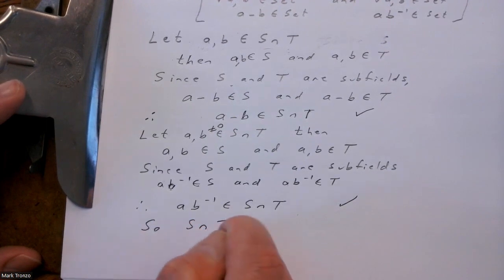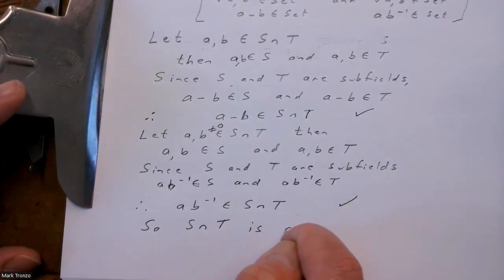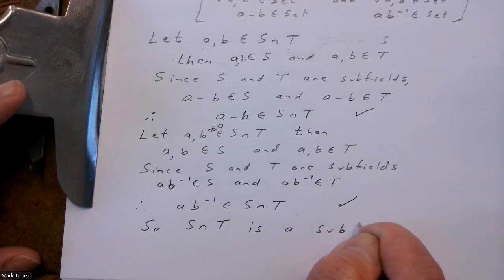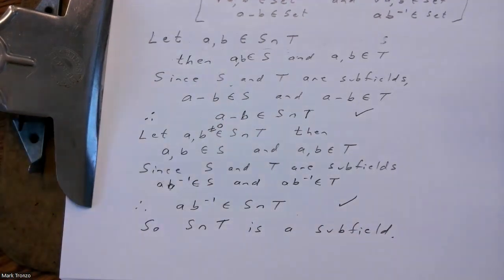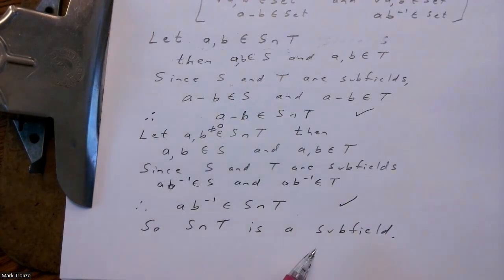So S intersection T is a subfield. Remember, just like with groups, if something's a subgroup, it means it's a group itself. If something's a subfield, it means it's a field itself. It just happens to be a subset of another field. Any question on that?